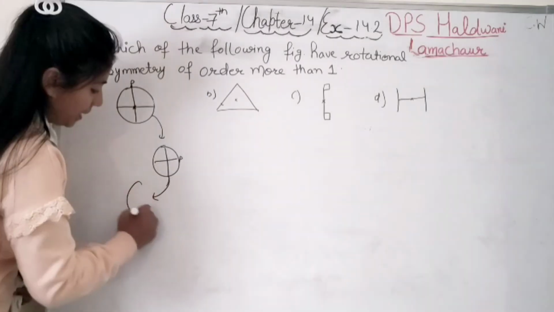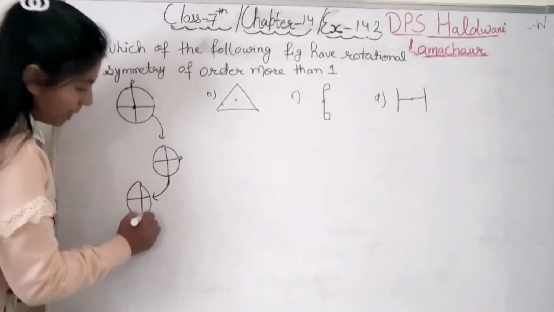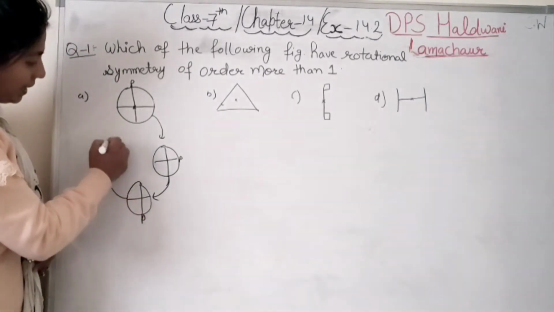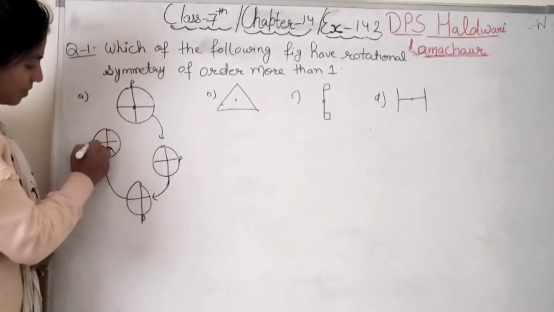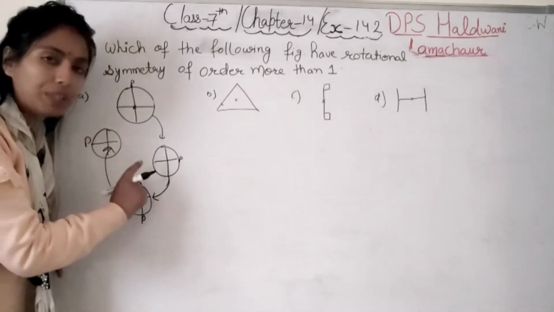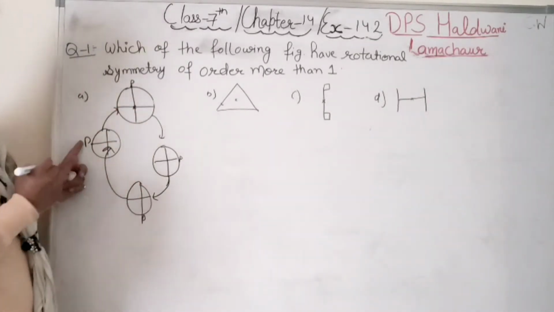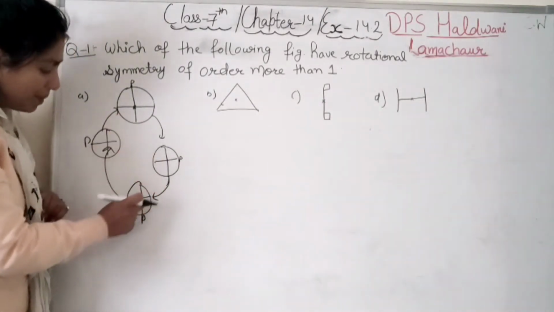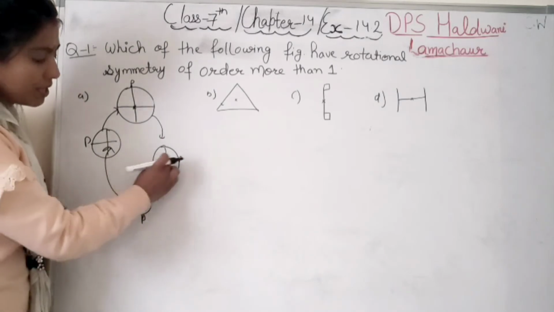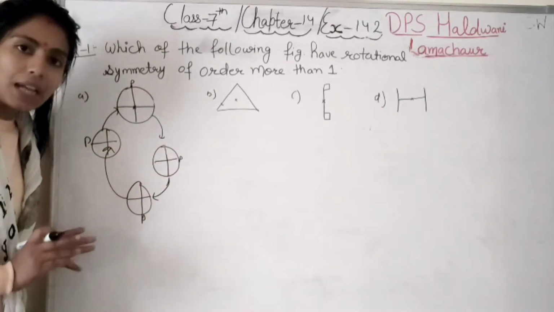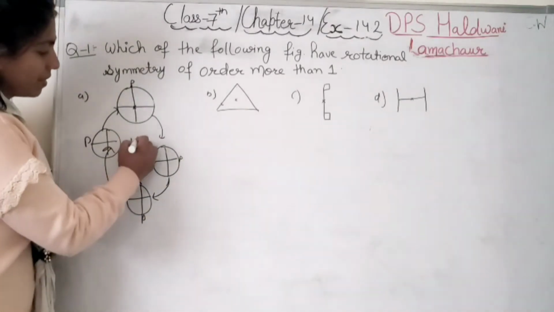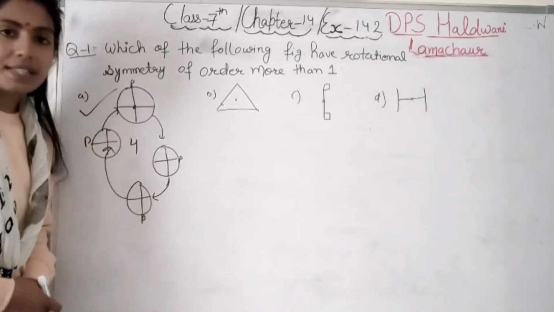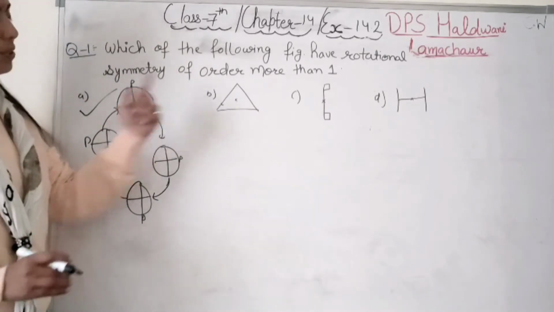Again, when I rotate 180 degrees, P will come here, but the horizontal line and vertical line remain the same only. And then at 270 degrees, P will come here, student. Again, one horizontal line, one vertical line, and at 360 degrees, P will come again here. And have you seen, student? Every time the figure is the same; we get the vertical and horizontal line every time. It means the order of symmetry is 4. So it means the A part has more than one symmetry. Right, student? Coming to our B part.